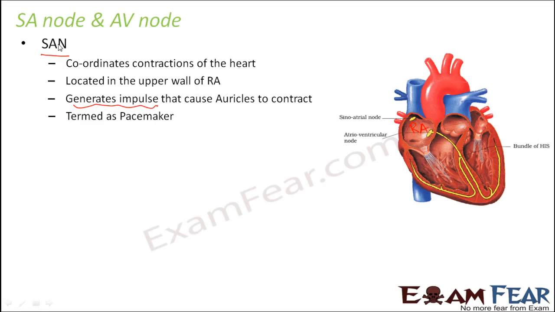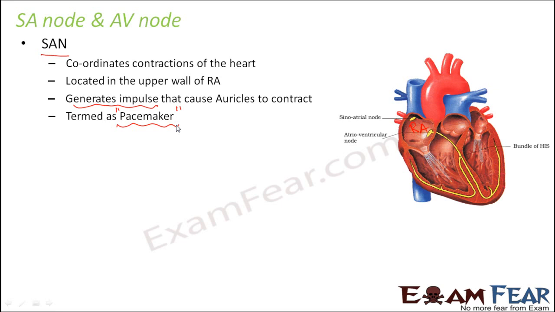Now, since it is the initiator, it is often known as the pacemaker. Pace means speed. So the sinoatrial node is the one which creates speed, or initiates the beating of the heart. So it is called the pacemaker, right? Okay, so this sinoatrial node has this speciality of generating an impulse, which you can also say is an action potential. Because of this potential, the chambers of the heart tend to contract or expand.